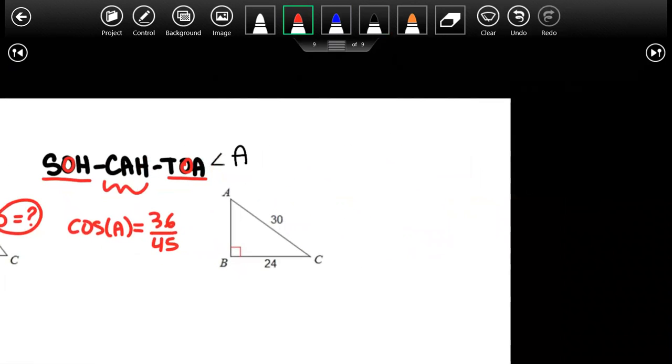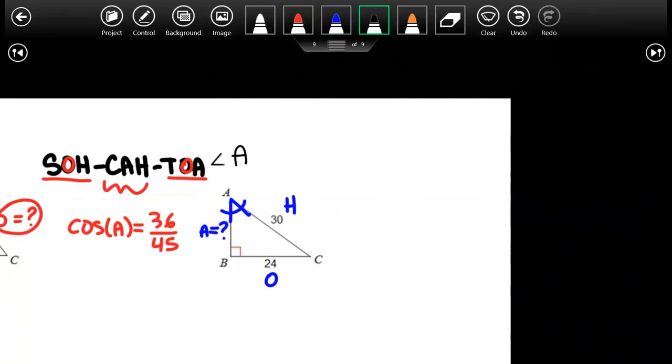Let's look at the problem to the right. Let's do this one now. Let's see if it changes or if we're using sine or tangent. What's the first step? Label. Find a reference angle. So angle A is up on the top over here. We have to label all of our sides. Hypotenuse is going to be? 30. Opposite is going to be? 21. Adjacent is going to be? AB. We don't have any information on that.